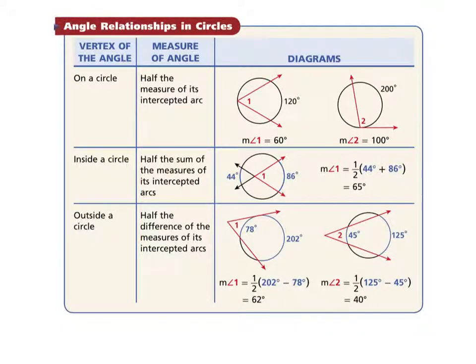So here's our review on all of them. If the vertex is on a circle, like an inscribed angle and a tangent chord angle, you take half of the measure of the intercepted arc. Inside a circle, you take half the sum of the measures of the intercepted arcs, and outside of the circle, you take half the difference of the measures of its intercepted arcs.